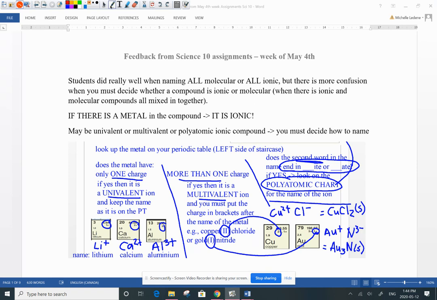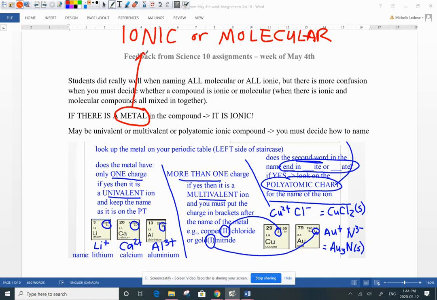So each and every time you see a compound, you're asking yourself this: is it ionic or is it molecular? So every time you look at a formula or a name of a compound, this is the question you have to say now. Is it ionic or is it molecular? How do I know if it's an ionic compound? Well, there's going to be a metal in it. So there's going to be an ion of some sort.